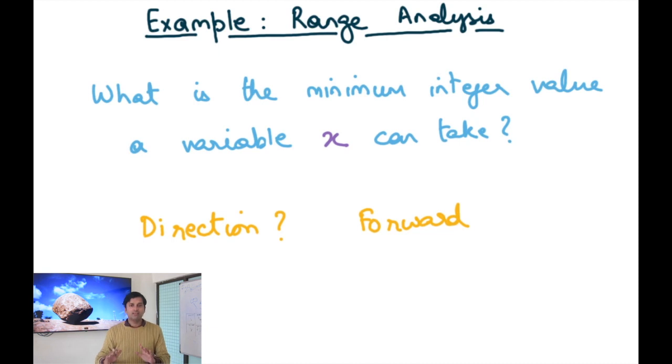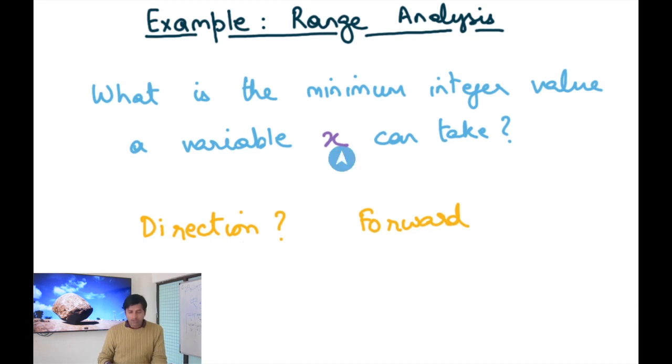Let's say in my example, I'll just take one of those bounds, the lower bound. So I'm interested in what is the minimum integer value that a variable x can take. Now, when I want to design a DFA for something like this, the first question that comes to mind is what should be the direction of the DFA.